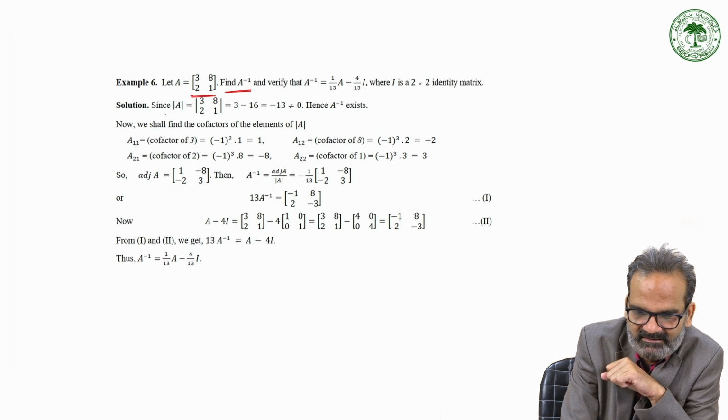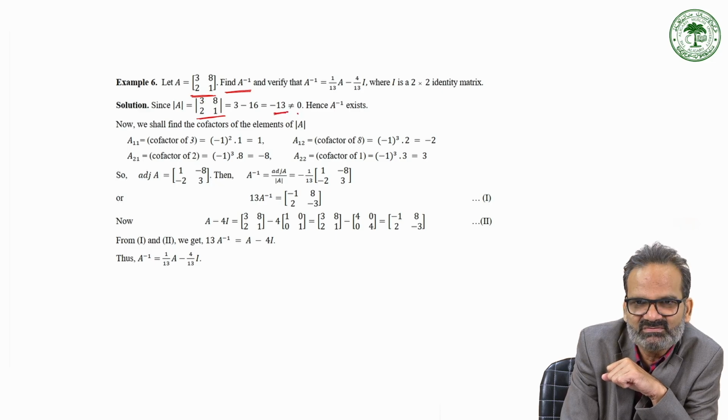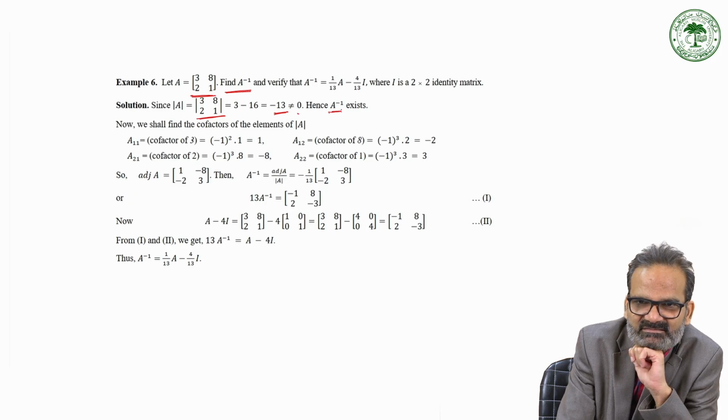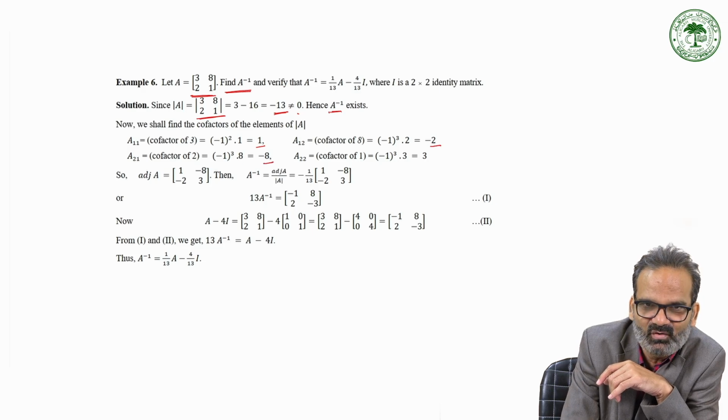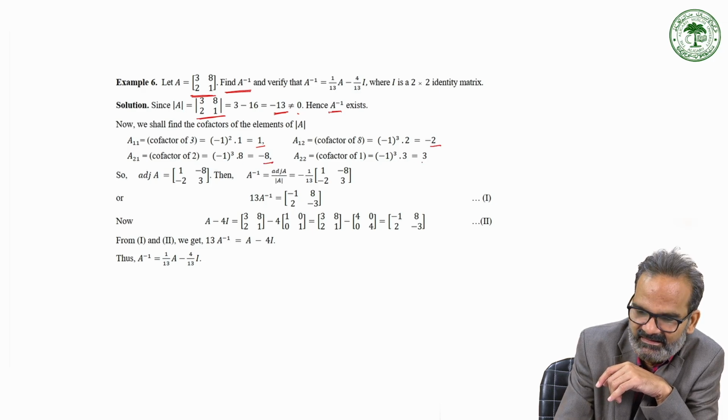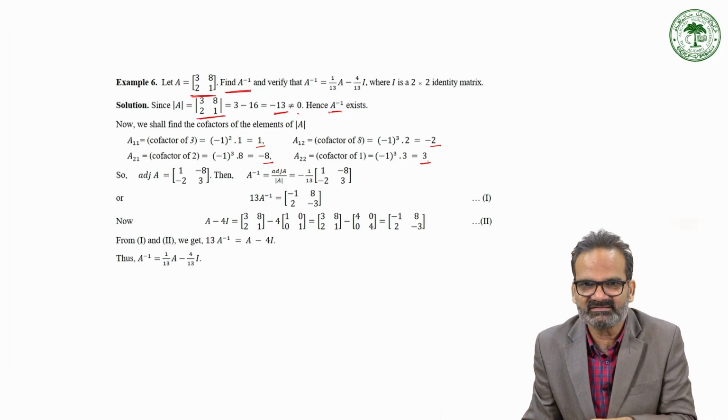See, this is a matrix, its determinant is this, right? And the value of the determinant is what? 3 minus 16, that is minus 13, not equal to 0. A inverse exists, right? So A inverse exists means we will calculate the cofactors. So A11 the cofactor is 1, A12 the cofactor is minus 2, A21 the cofactor is minus 8, A22 the cofactor is 3.